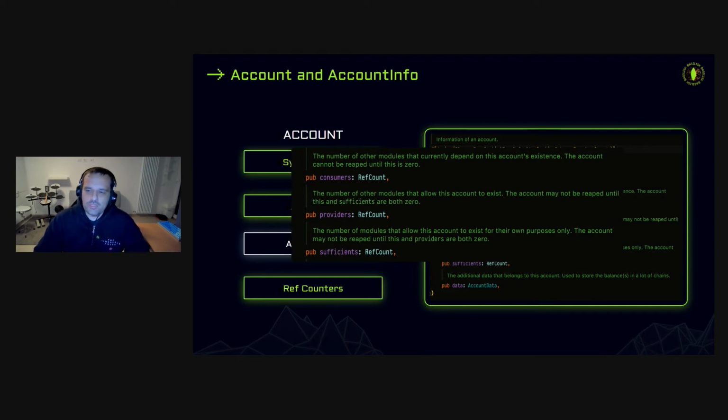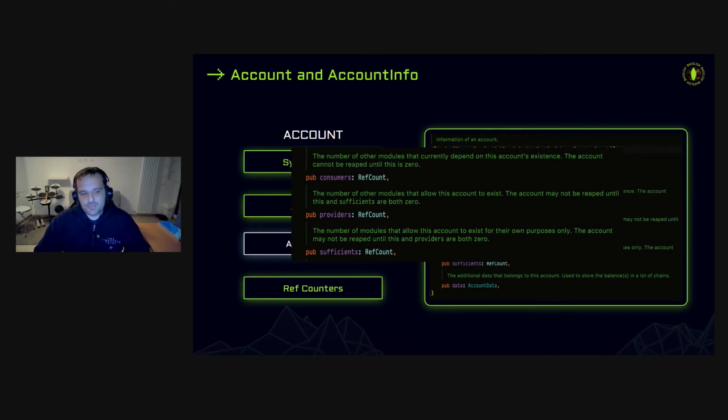Each of these counters serves a different purpose. Consumers is the number of modules that depend on this account's existence. Providers is the number of modules that allow this account to exist, and sufficients as well is the number of modules which allow this account to exist, but only for their own purposes.